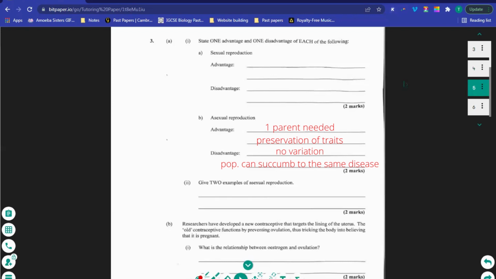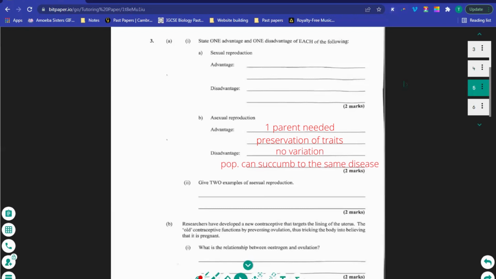The fact that we only need one parent. So the organism doesn't need to waste energy to try and find a mate. And the next one is that we can have the preservation of favorable traits. So if we have a plant that has all of the favorable traits that we want, then with the offspring, we know for sure through asexual reproduction that it's going to be a clone, exactly the same as the parent. So we're just getting more of the specific plant that has all of these favorable traits that we want.